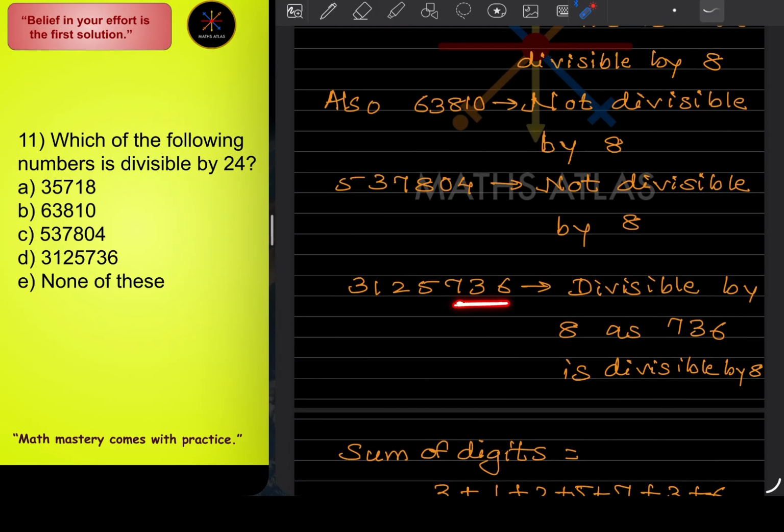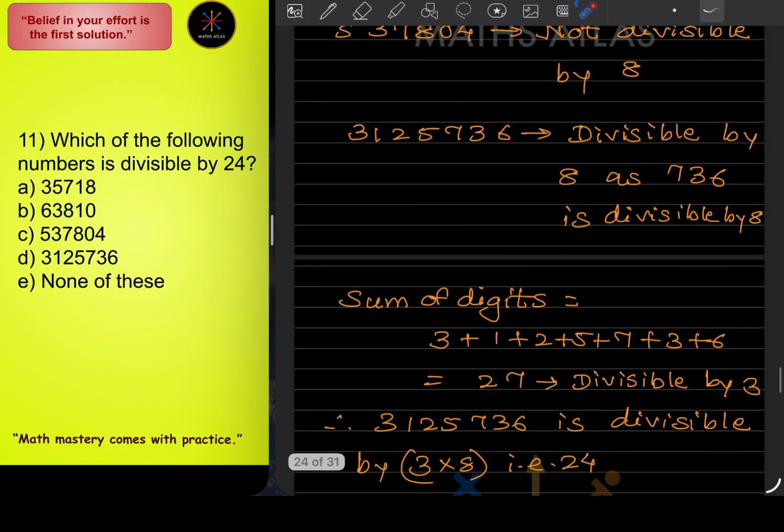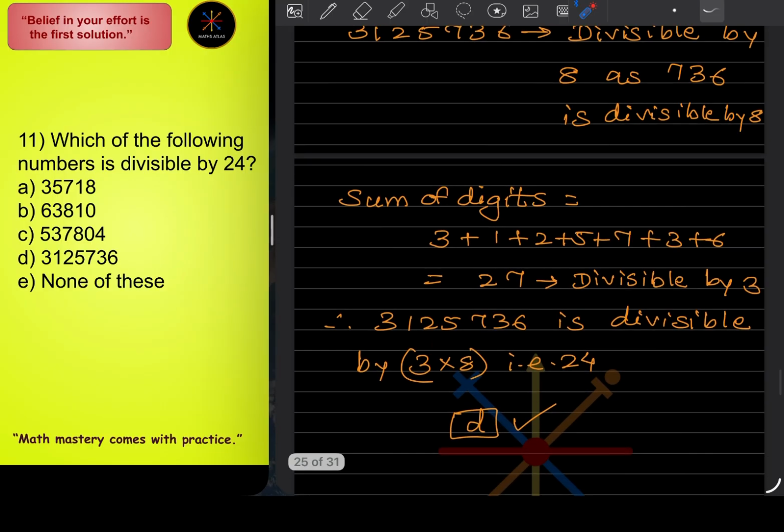here we can see this is divisible by 8. 736, you can just check. 8 9s are 72 and then 16, that means 8 2s are 16. So we can see the remainder is 0. That means it is divisible by 8. Now here we can see the sum of digits of this number. We have to add all. After adding, we get 27. So that is divisible by 3. So we can say therefore this number, that is 3125736, is divisible by 3 into 8, that is 24. And so the option is D.